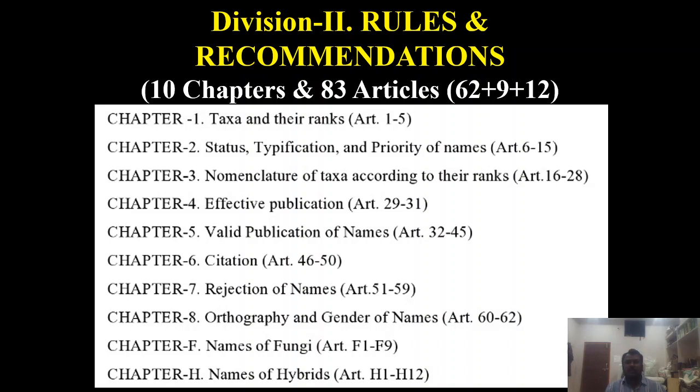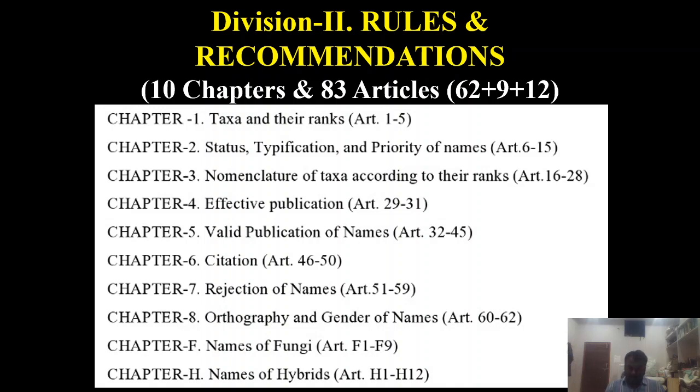Now coming to Division 2, Rules and Recommendations, which has 10 chapters and 83 articles. Chapter 1 deals with taxa and their ranks. Chapter 2 covers the status of taxa, typification and priority of names, which has 10 articles. Chapter 3, nomenclature of taxa according to their ranks. Chapter 4, effective publication. Chapter 5, valid publication of names. Chapter 6, citation, that means author citation.